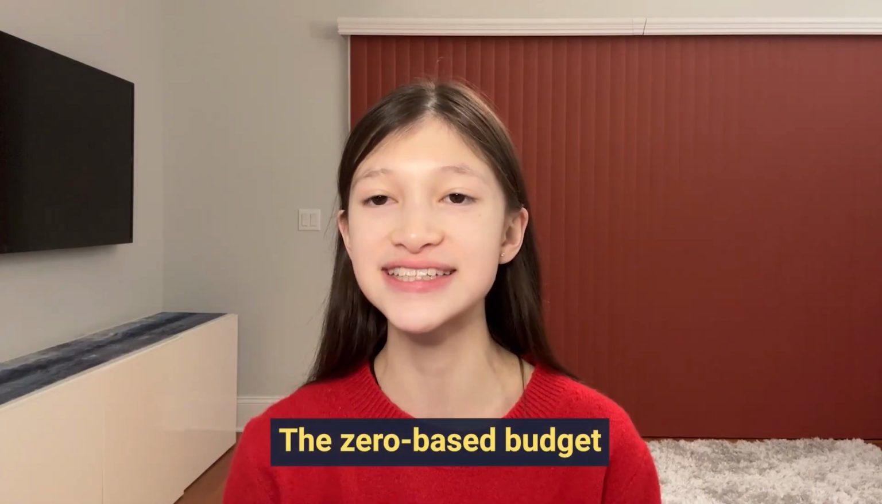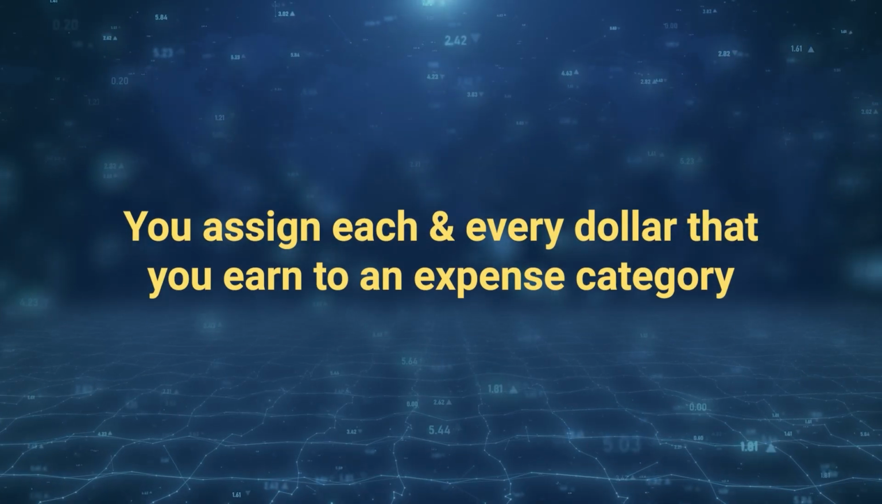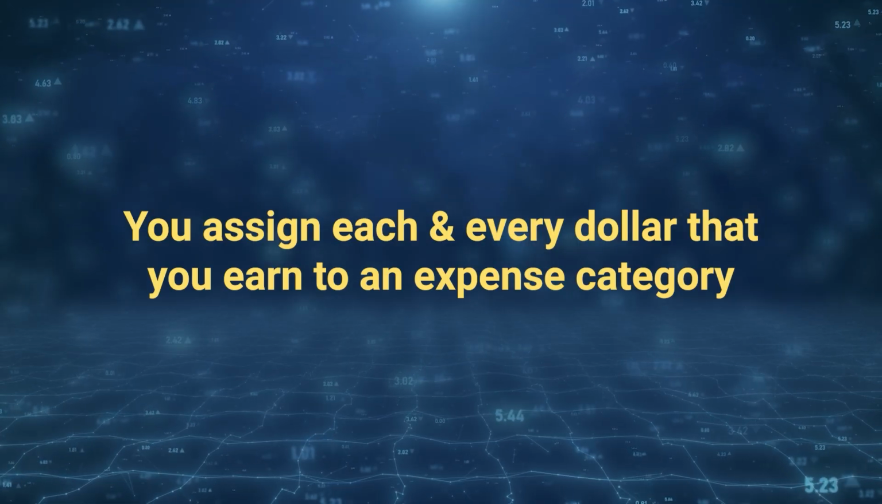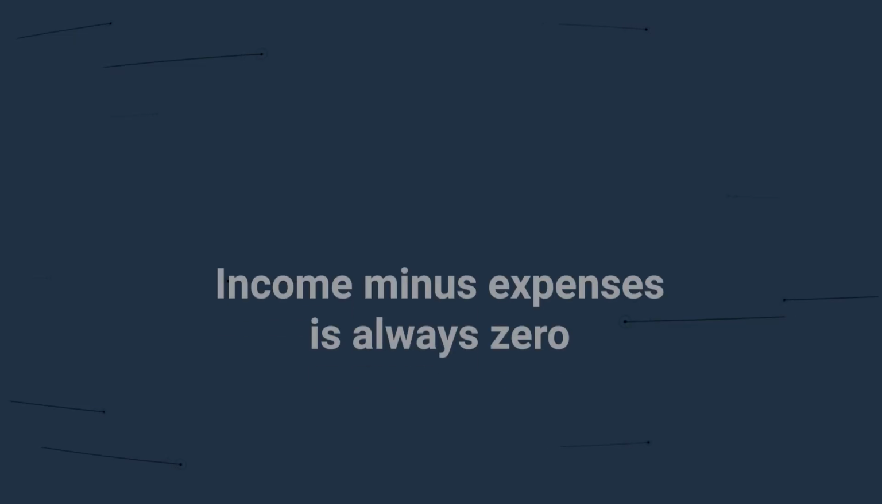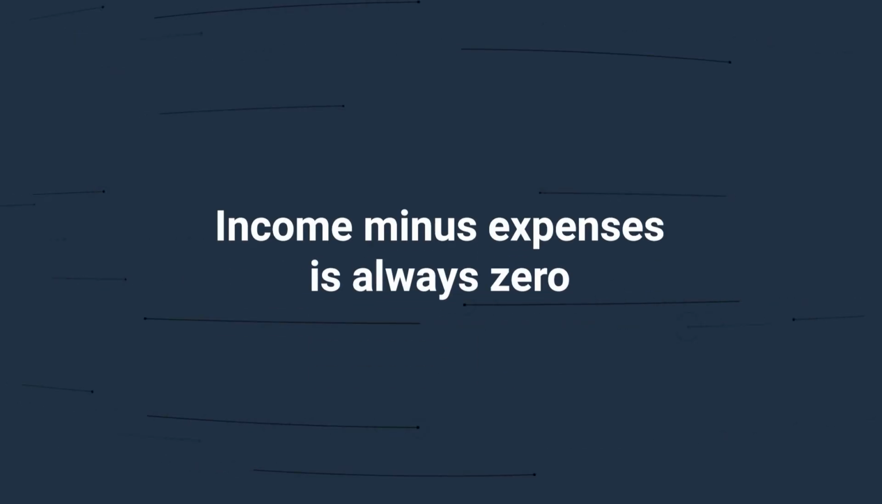In today's video, we're going to be talking about the zero-based budget. With the zero-based budget, you have to give every dollar a job, a purpose. You assign each and every dollar that you earn to an expense category and basically put it to work in that category. In a zero-based budget, income minus expenses is always zero. Hence the term zero-based budget.